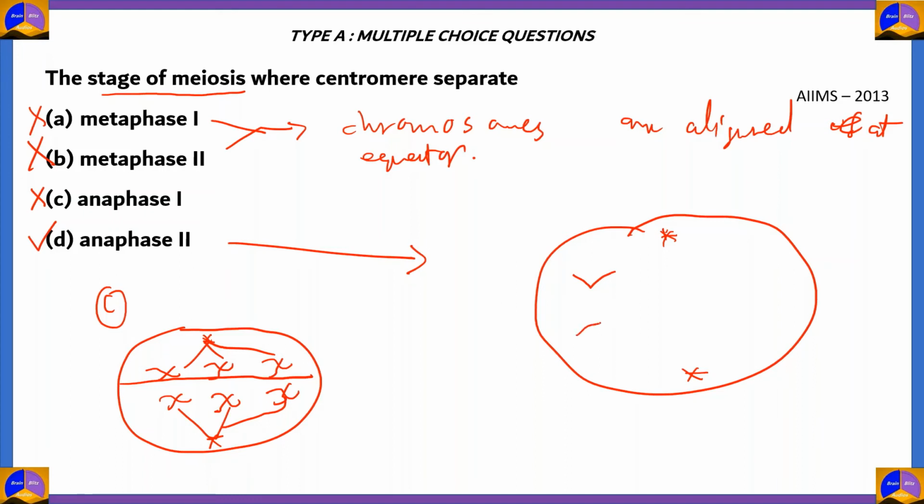So this is how, in a crude representation, we can find out that anaphase 2 is the phase where the centromeres separate. So one set of chromosomes have gone to one cell, and now you're trying to separate them. So the centromeres are separated in this case, while in anaphase 1, it is not separated. So option D, anaphase 2, is the stage of meiosis where the centromere of chromosomes separate.